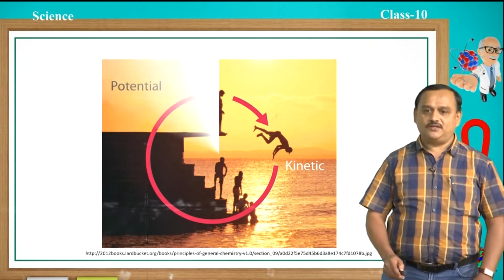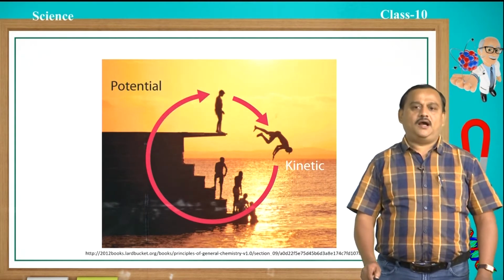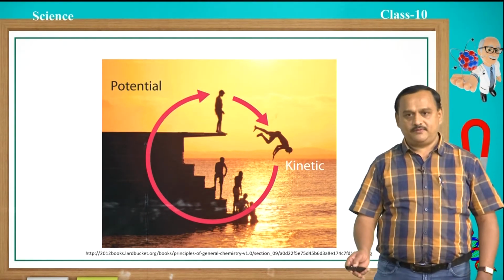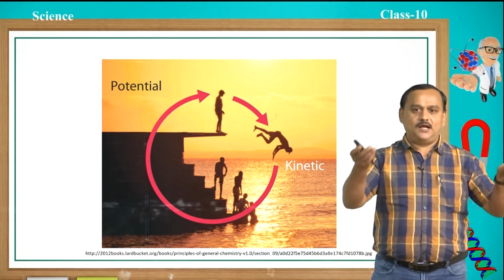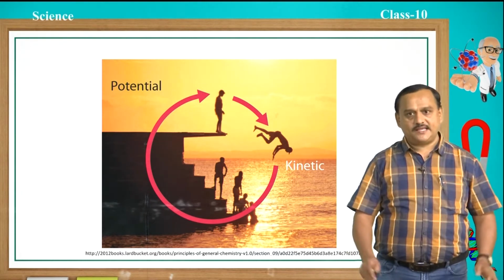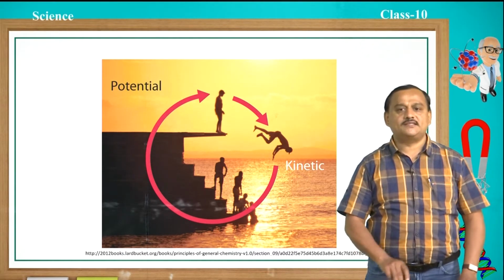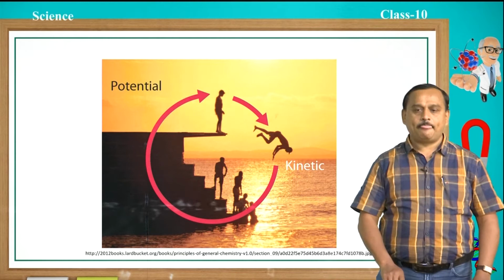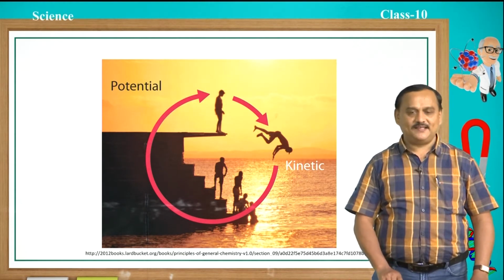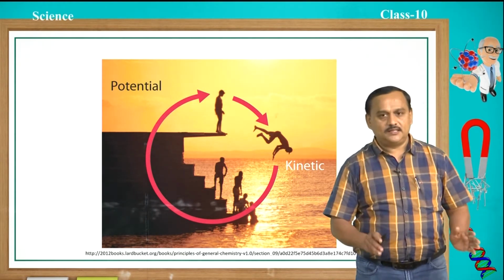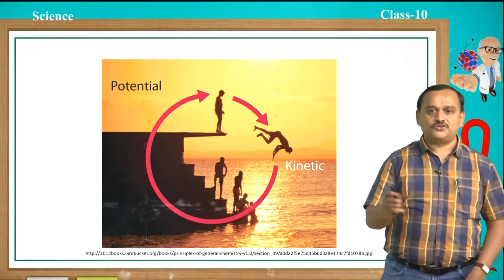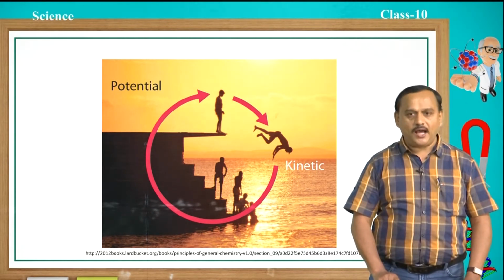Look at this picture. Here a boy at some height is jumping. When he climbed the steps and reached some height, he gained potential energy, and when he jumped into the water, he is converting that potential energy into kinetic energy. So, this is a small example of conversion of energy from one form to another.